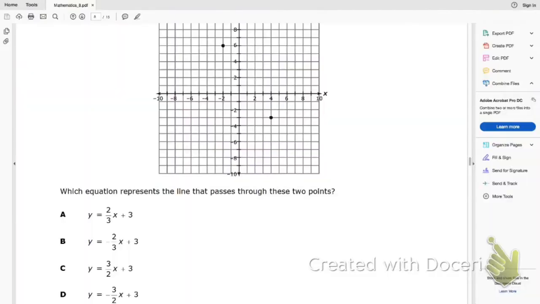Question number 8 on the practice ACT. What this question is asking is which equation represents a line that passes through these 2 points. There's a couple ways you can attack this question. First thing you'll probably want to do is just go ahead and put a line through these 2 points if you feel inclined. It's not even necessary, but it may help you see it visually better. So what I'm going to do is get from one coordinate to the other. My coordinates were right about there and right about here.